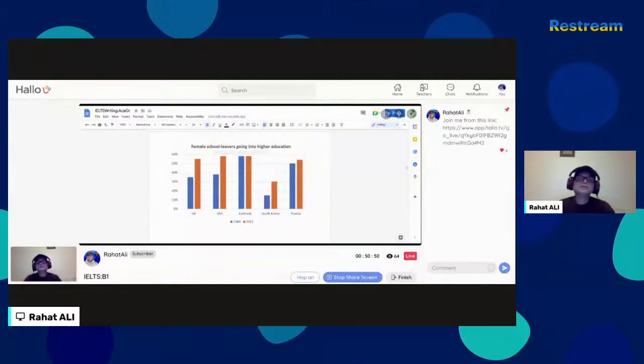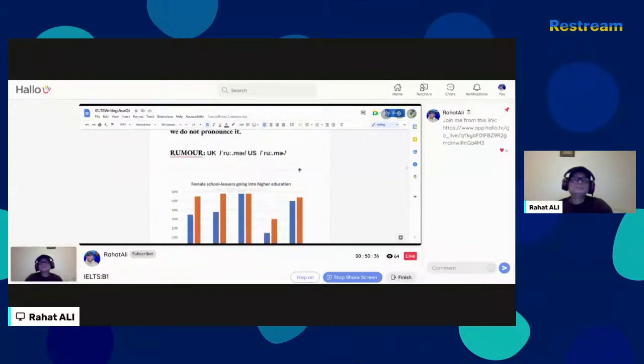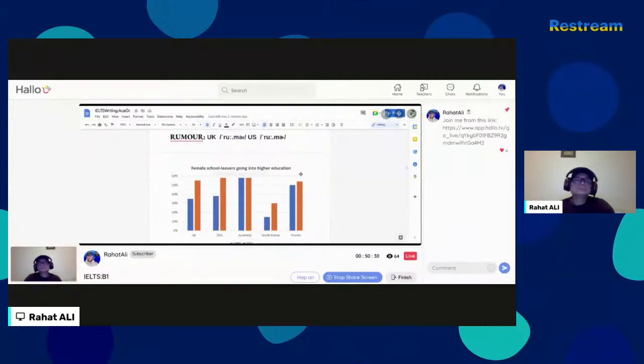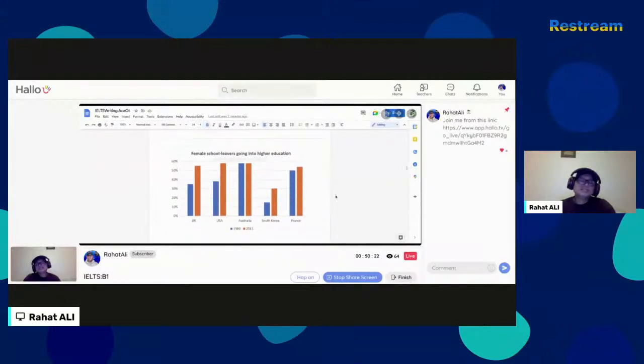Okay, so if you remember, it's just a demonstration of how you can develop your writing in Academic Writing Task 1. It says the female school leavers going into higher education in 1980 and 2015, in five major countries like the US, the UK, Australia, South Korea, and France.